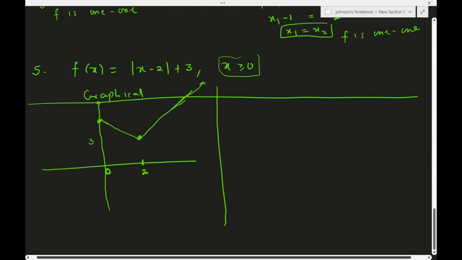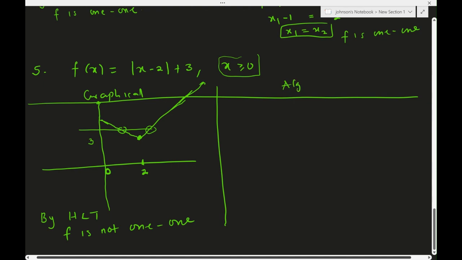Now this is the graph, and if you look at it, clearly it is not one-to-one. So the lesson here is that you have to be careful also of the condition. The fact that you have a condition does not mean the function must be one-to-one. You have to check. Because here, if you draw a horizontal line, it's going to cross this more than once. So by the horizontal line test, f is not one-to-one.